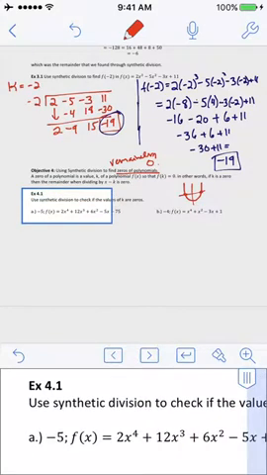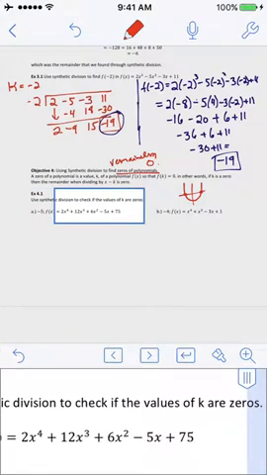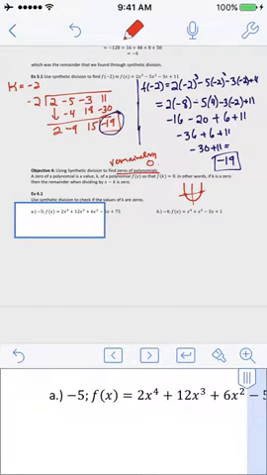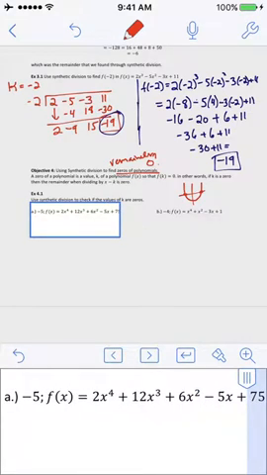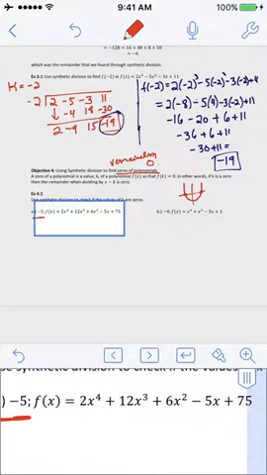Alright, so use synthetic division to check if the values of k are zeros. In other words, check if they are equal to 0. So let's start with a here. I have the k, negative 5, and I have this function f of x equals 2x to the 4th plus 12x cubed plus 6x squared minus 5x plus 75. Quite a long function, right?